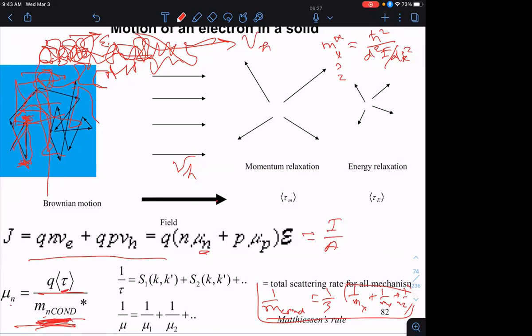Now let's see if this expression for mobility makes sense. If the average time between collisional events was very, very long, if it was able to travel for long distances before bumping into a defect, do you think the electrons or the holes would be able to be more agile? Would they be able to travel at faster speeds in electric field or slower speeds?